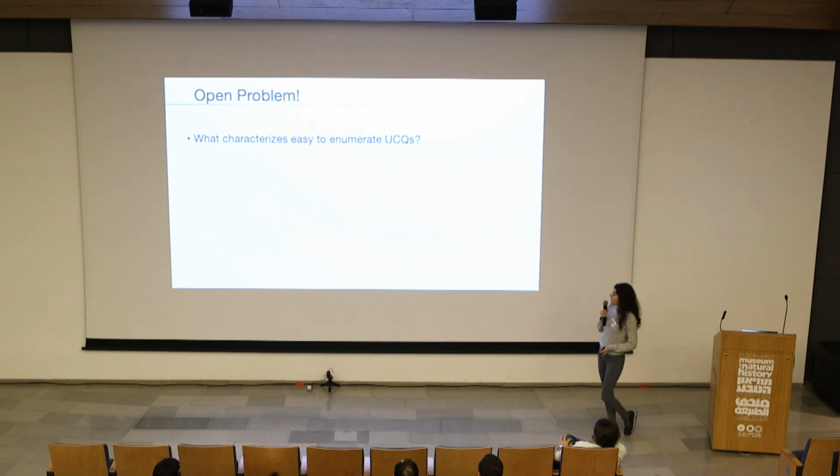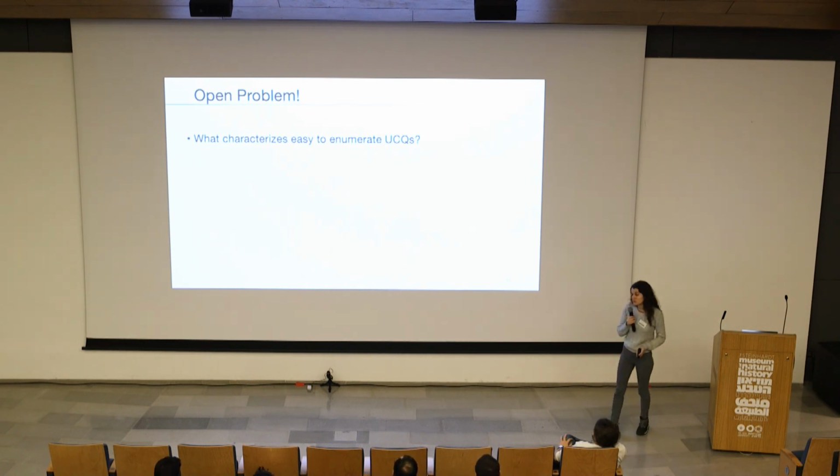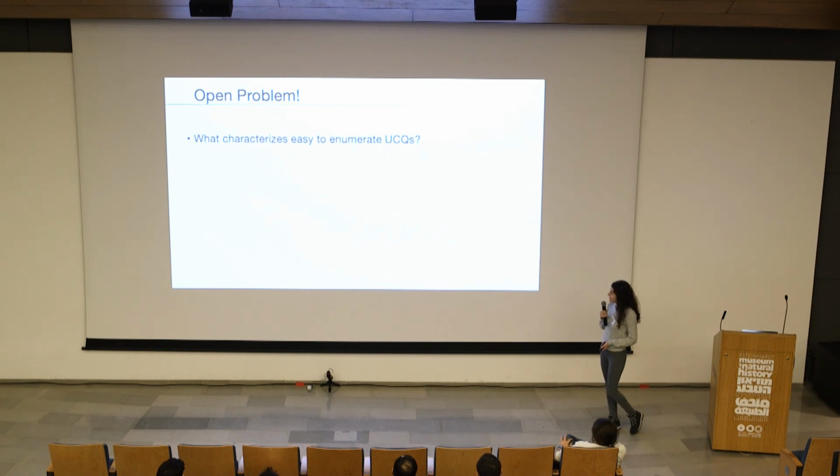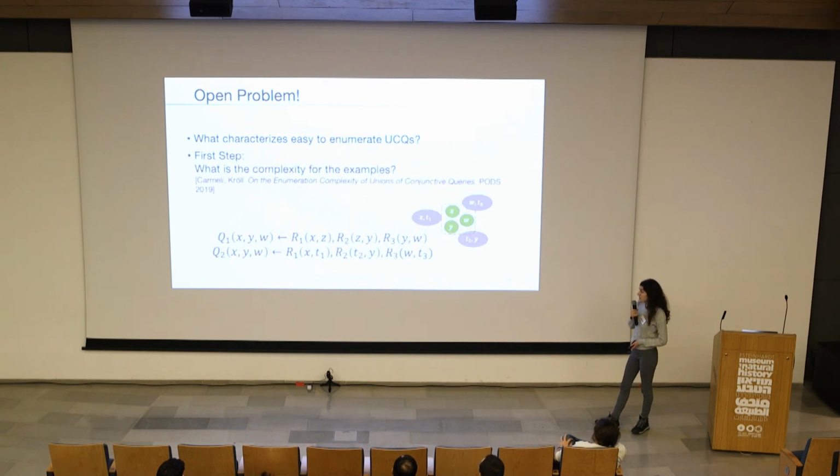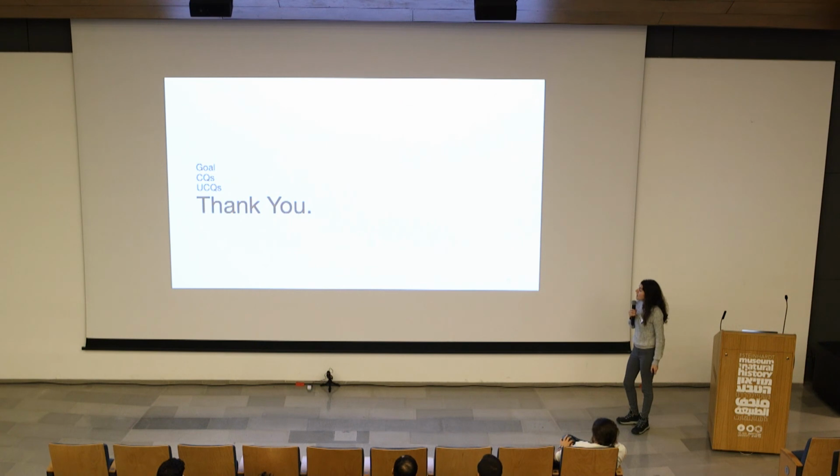So there's an open problem here too. We have some results, some lower bounds about unions, but we don't have a complete dichotomy about all unions, and we would like to know what characterizes unions of conjunctive queries that are easy with respect to enumeration. A first step would be to solve some specific examples of queries that we don't know if they're easy or hard, and actually the last section of our paper contains a lot of such examples.